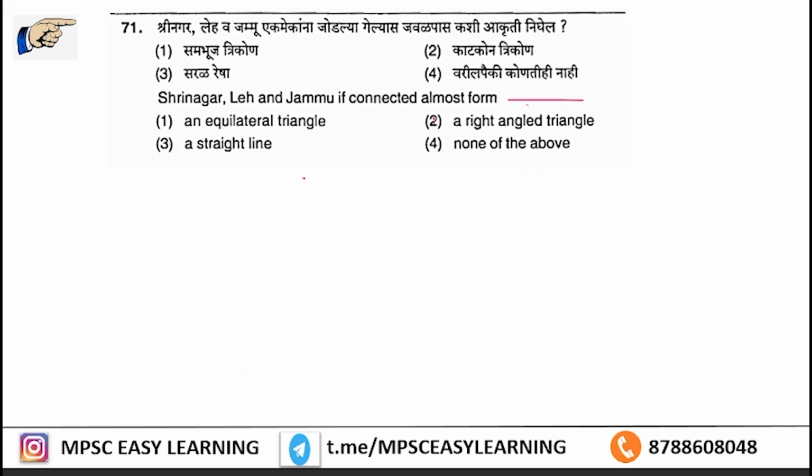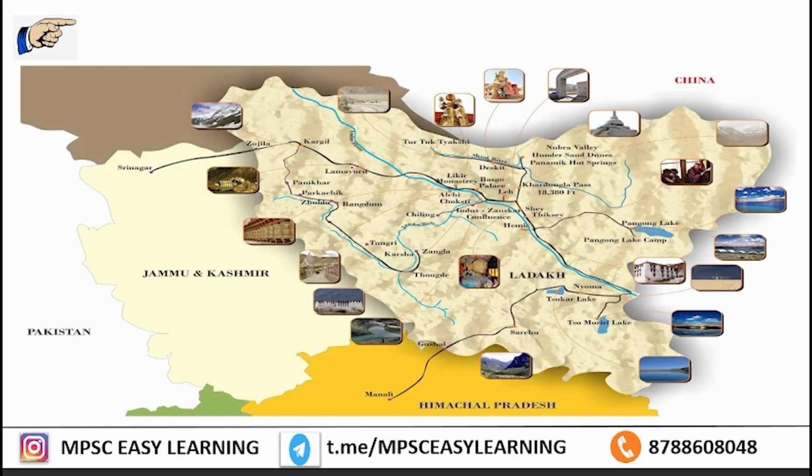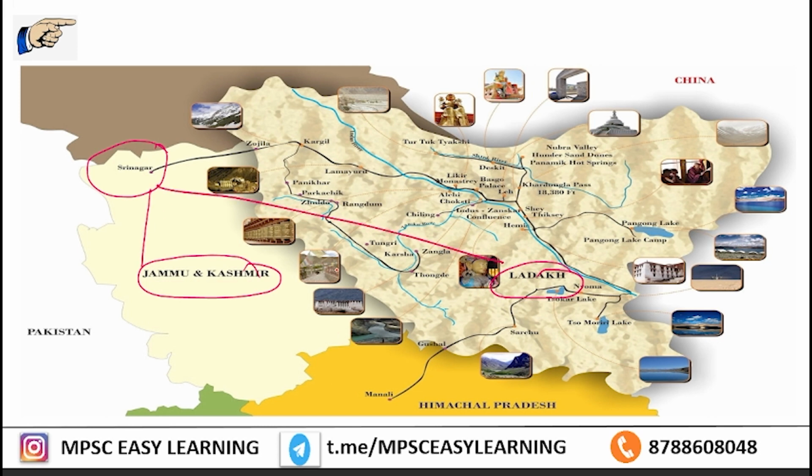Here your answer is a right angle triangle. I have also put up a map for better understanding. Here you have Srinagar, here you have Jammu Kashmir and here you have Ladakh, Leh Ladakh, right? तो ये कौन सा triangle form हुआ? Right angle. That is the reason your answer is a right angled triangle.